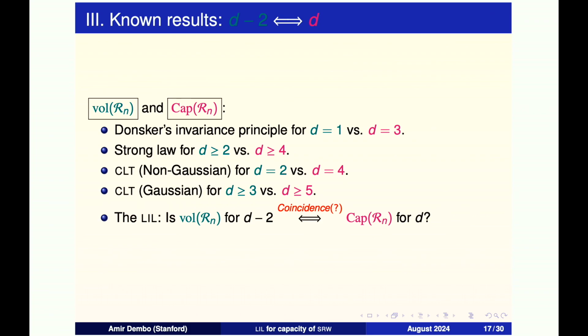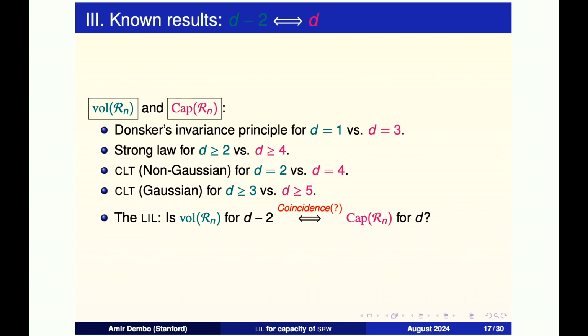Okay, so here is a summary of what I said before. You have the Donsker invariance principle for volume in dimension 1, for capacity in dimension 3. You have the strong law starting in dimension 2 for the volume and starting in dimension 4 for the capacity. You have a non-Gaussian limit law, dimension 2 for volume, dimension 4 for capacity. You have a central limit theorem, dimensions 3 or more for Gaussian, for volume, dimension 5 or more for capacity.